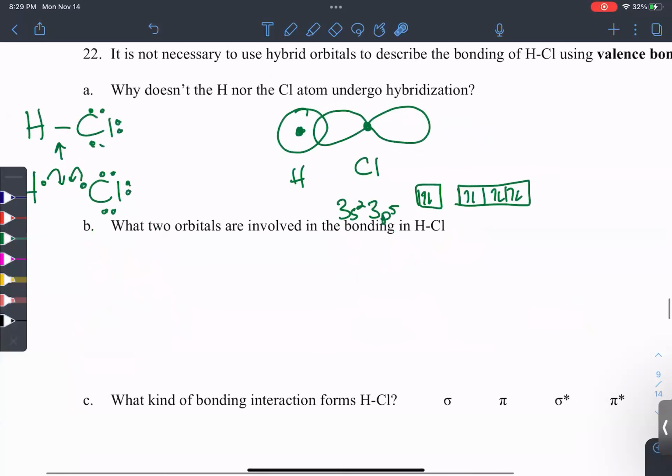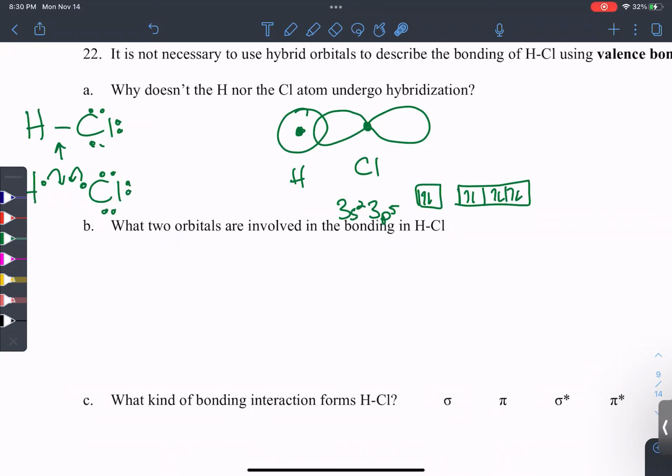So, the question here, this is how this question would be worded on an exam. It would say, according to valence bond theory, what two orbitals make the sigma interaction in HCl? Doesn't that sound real hard? That sounds real hard. Yes, but you already know the answer.